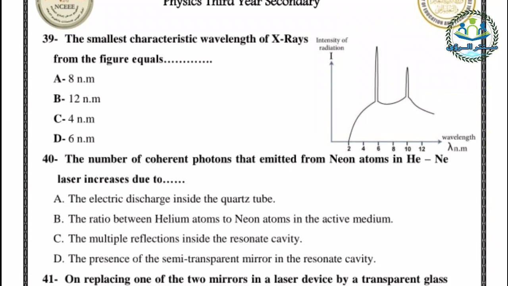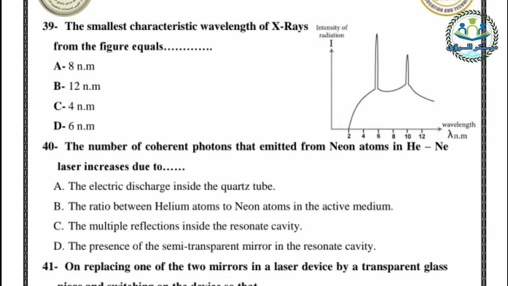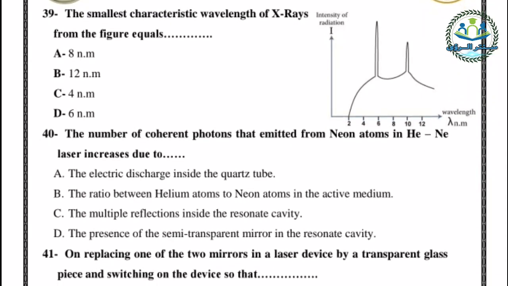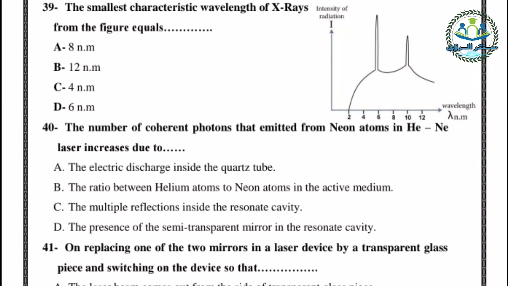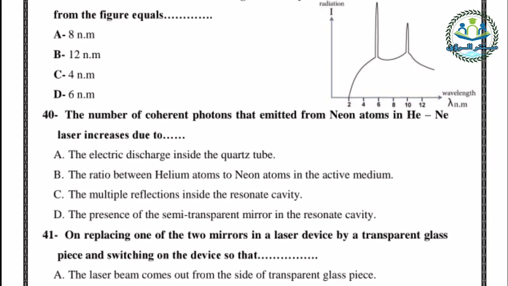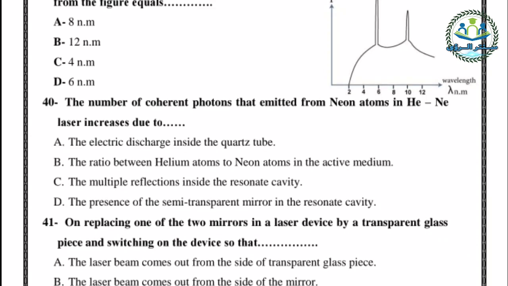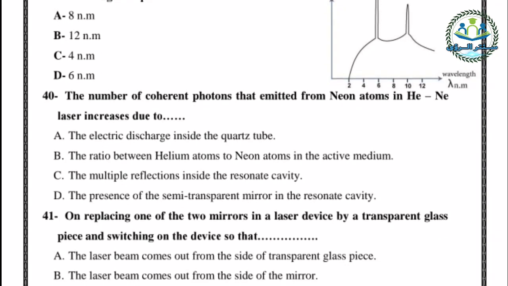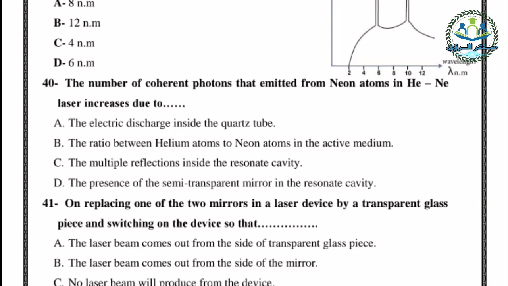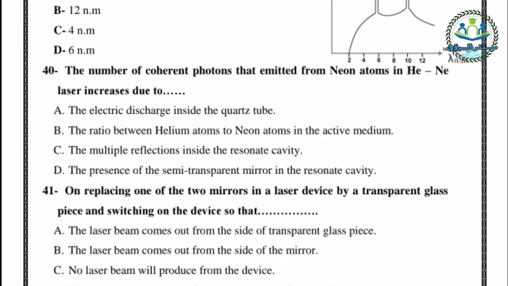M40. The number of coherent photons emitted from neon atoms in a He-Ne laser increases due to... A. The electric discharge inside the quartz tube. B. The ratio between helium atoms to neon atoms in the active medium. C. The multiple reflections inside the resonant cavity. D. The presence of the semi-transparent mirror in the resonant cavity.